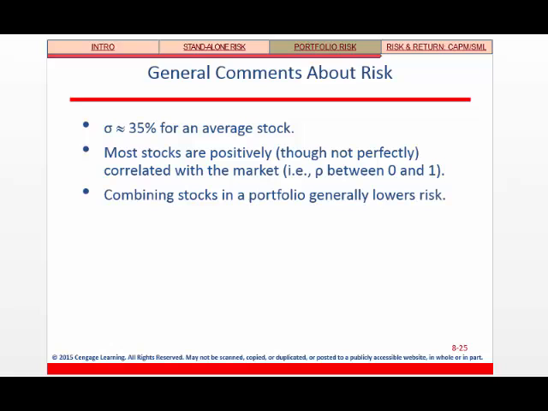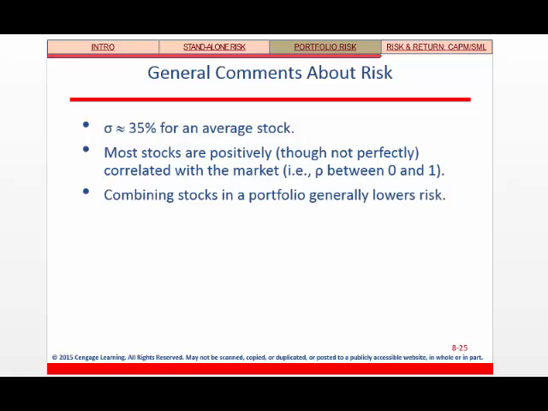So let's take a moment to make a couple of major comments about risk. Standard deviation equals around 35% for an average stock. Most stocks are positively, though not perfectly, correlated with the market. So if you think about this, that P is not a P. That's actually called rho, that weird Greek symbol. Rho stands for the correlation coefficient, and it's usually going to be somewhere between 0 and 1. If it's 1, or 0.99, that means that stock pretty much goes in concert with the market. Those stocks that you're more interested in, though, are often lower, closer to 0, because these stocks provide more diversification opportunities.